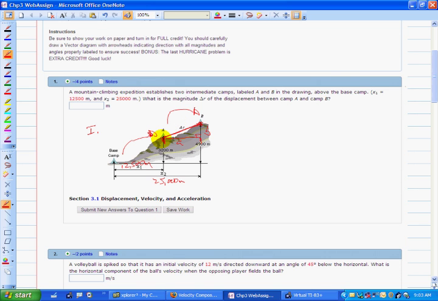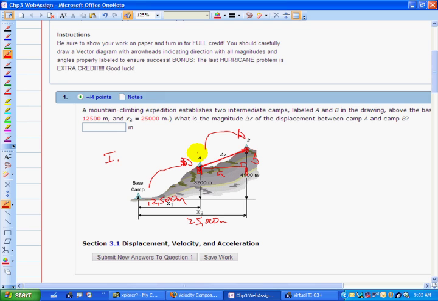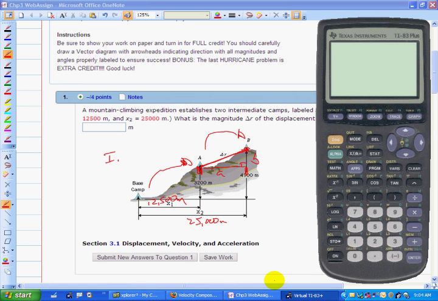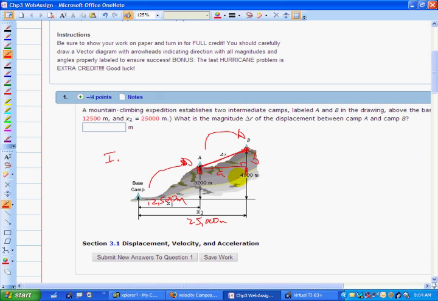So this distance here, I'm going to go ahead and zoom in on the diagram so it's a little bit easier to see, okay? Will just be the difference between x2 and x1. So it'll be 25,000 minus 12,500 meters. And when I do that, I get a difference of 12,500. So in other words, it's halfway, okay, horizontally. So A is equal to 12,500 meters, okay? Or 12.5 kilometers, whatever, right?